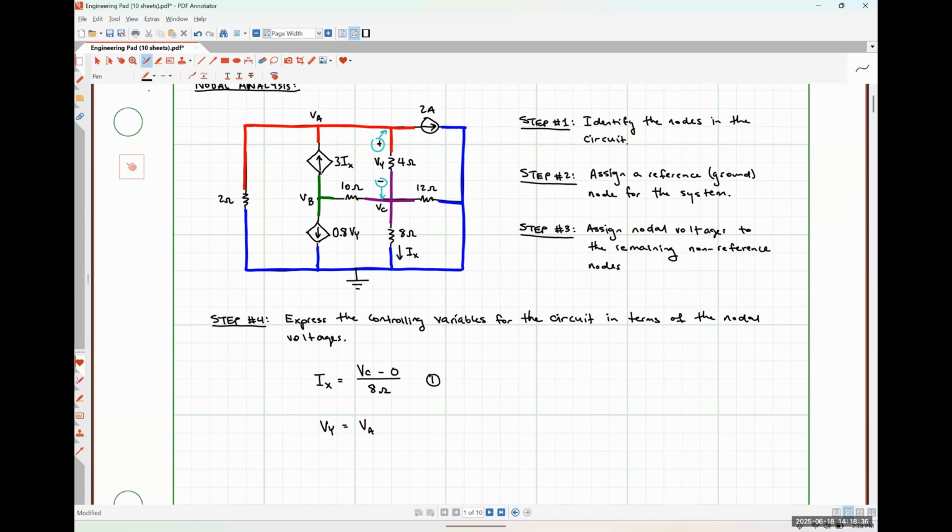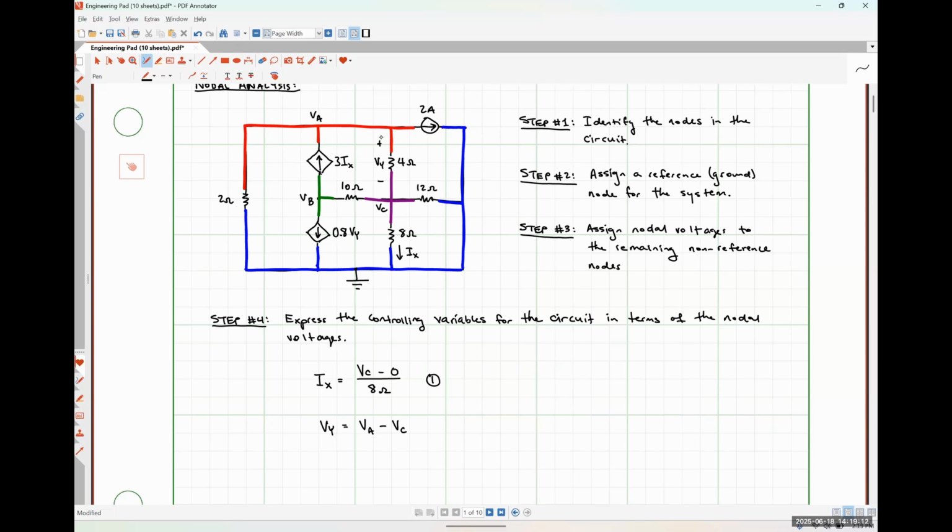So the nodal voltage at the positive polarity terminal gets a plus sign. The nodal voltage at the negative polarity terminal gets the minus sign. So we're going to have Vy is equal to Va minus Vc. Really, that's what we were doing when we were finding the voltage drop across the 8 ohm resistor to define Ix as well. Okay.